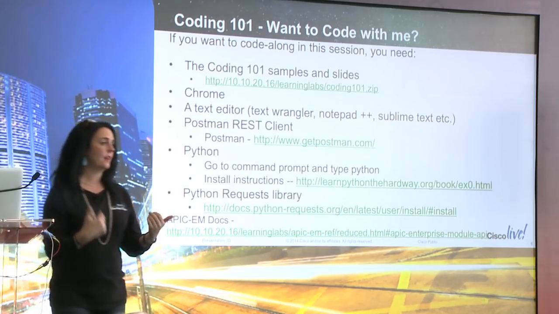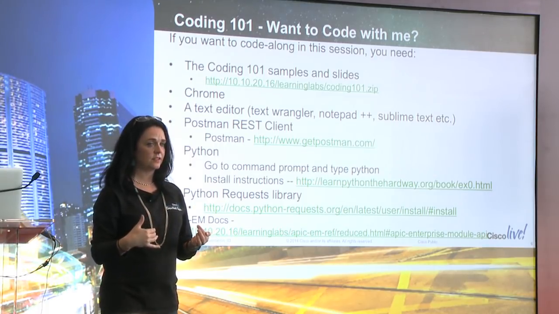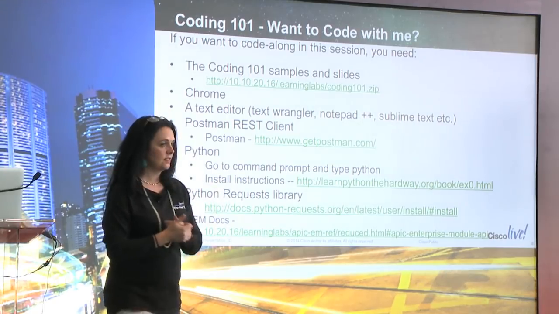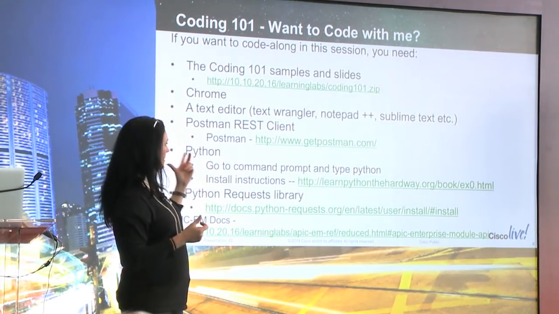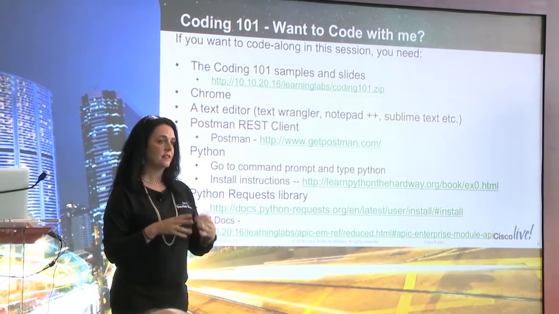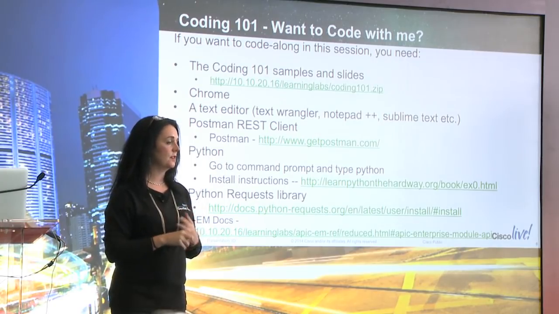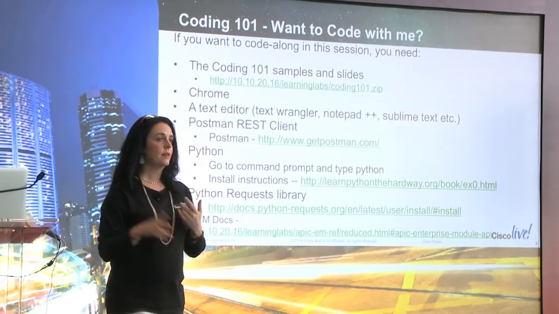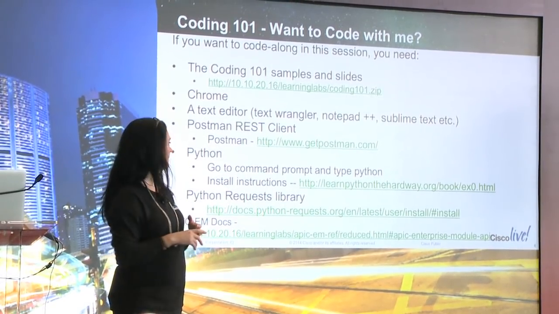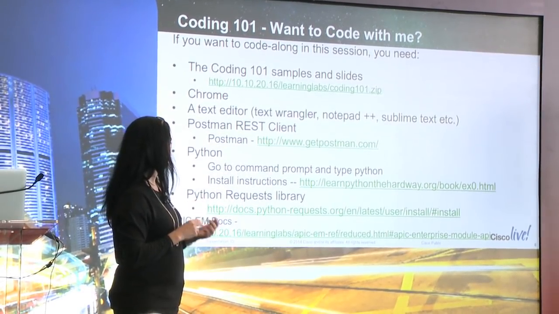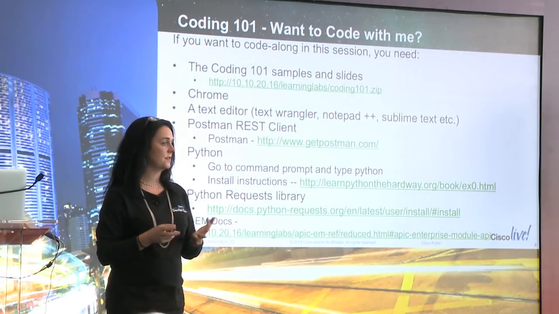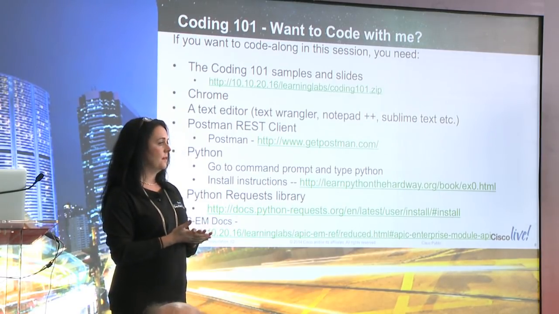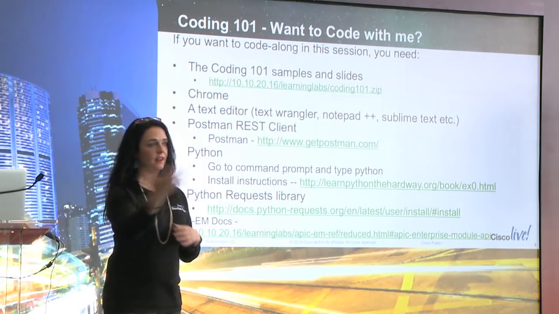So if you brought your laptop and you want to do the exercises with us as we work through, these are some of the things that you'll need to download. I would start with the Coding 101 zip. That's got the slides and samples and some of the URLs and things in it that you'll need. You'll also need Chrome, Postman, which is a REST client, a text editor, and then if you want to run the Python examples, you'll need Python installed on your machine. So we've got some people that can help with that out in the audience.